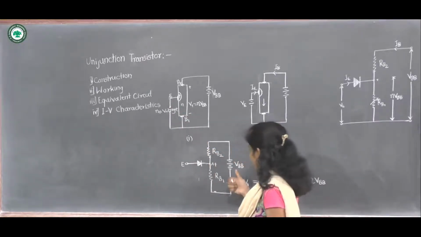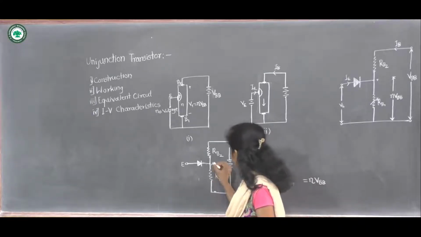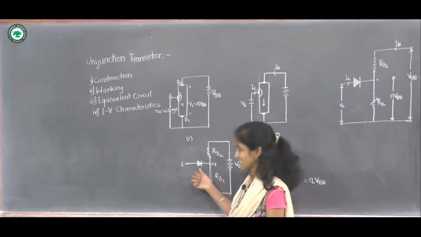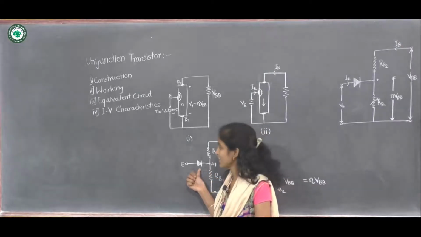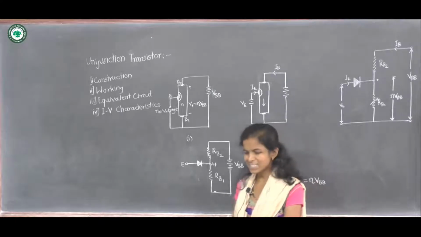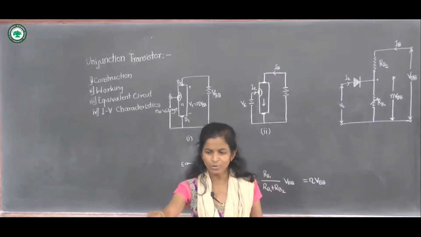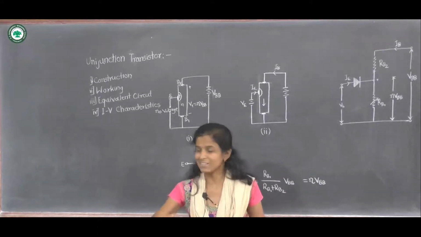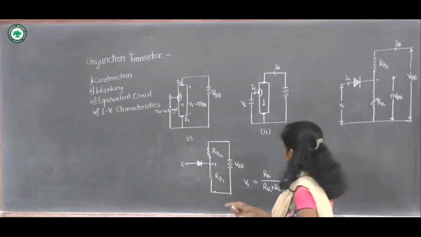As no voltage is applied to the emitter terminal, this point becomes positive, due to which this diode is in reverse bias, and a very small reverse bias current flows, which can be neglected. So this is the first case.